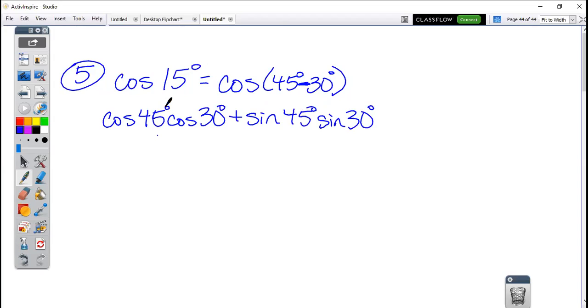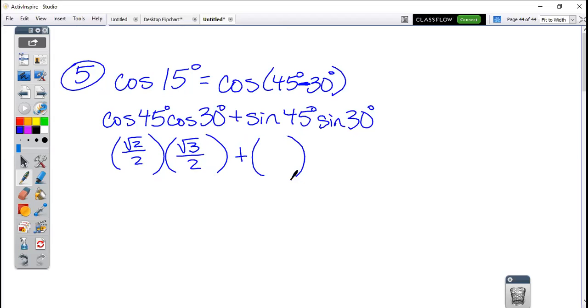Okay? That's a fancy looking 5 right there. And then you use your chart or your fingers, whichever one you want to do. 45 is the middle finger. Cosine is the fingers to the left. So how many fingers are to the left? 2. So that will be square root of 2 over 2. The cosine of 30. 30 is the ring finger. How many fingers are to the left? 3. So square root of 3 over 2 plus sine of 45.